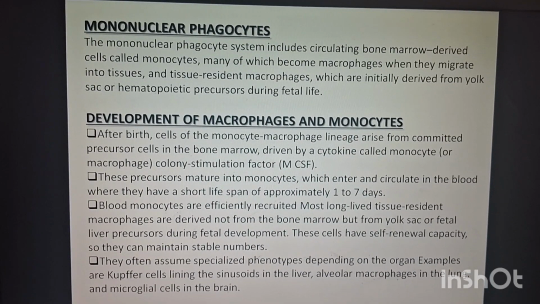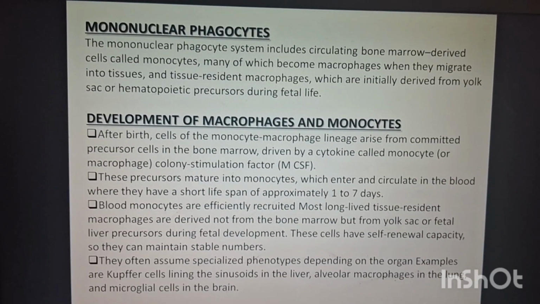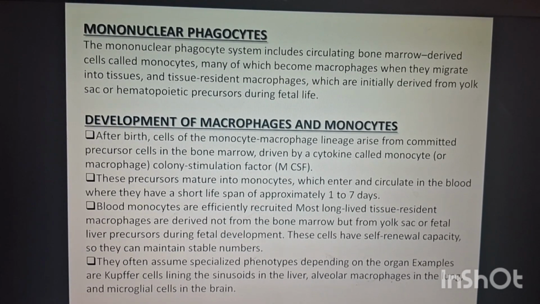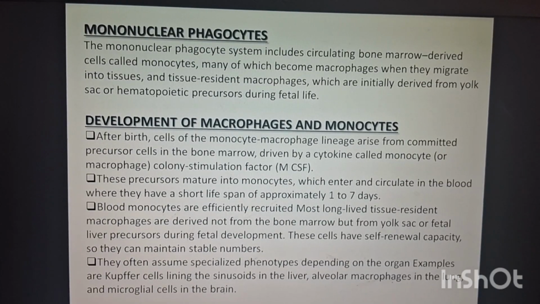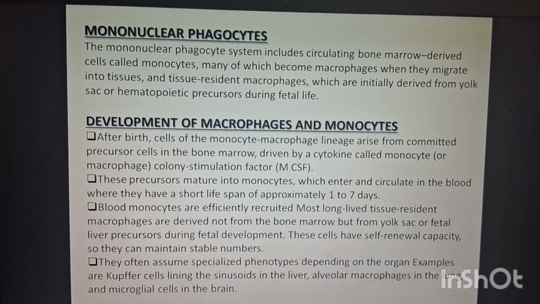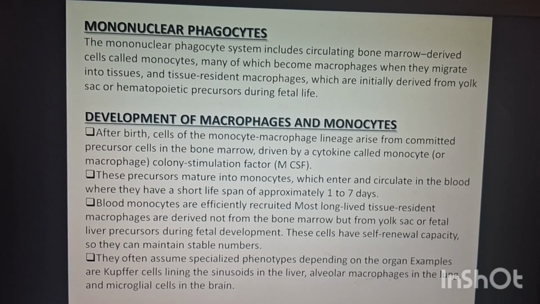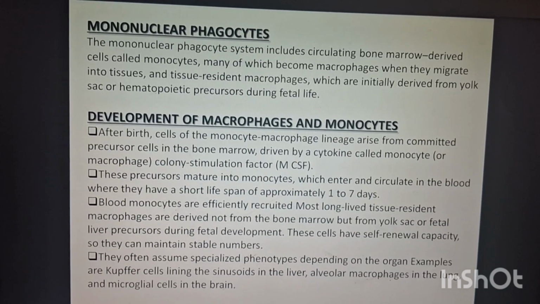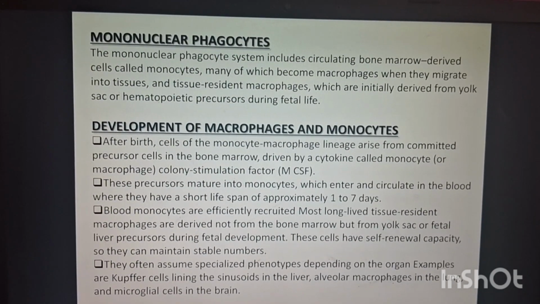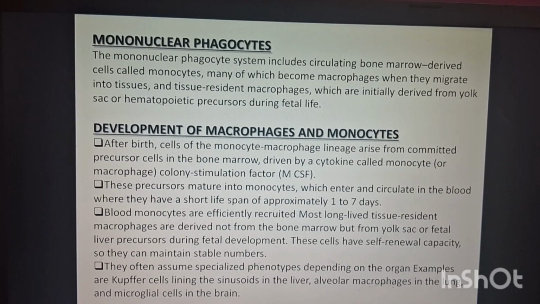Many of which become macrophages when they migrate into tissue, and tissue resident macrophages which are initially derived from yolk sac or hematopoietic precursor during fetal life. So, monocyte is derived from the bone marrow. It is an immunocyte which is circulating in the blood with a short lifespan of 1 to 7 days. And macrophages are mature cells which are formed when circulating monocytes migrate into the body tissue.